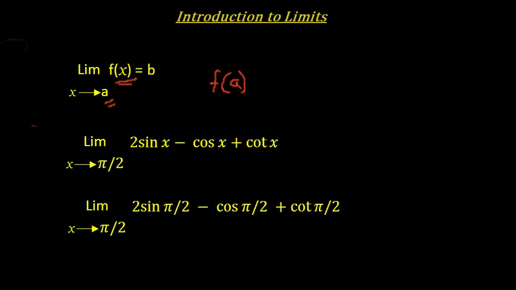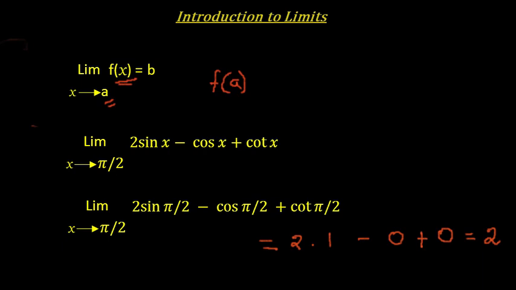Substituting pi by 2 in place of x, we get 2 sin pi by 2 minus cos pi by 2 plus cot pi by 2. We know from trigonometry, sin pi by 2 is 1, so this gives 2 into 1, minus cos pi by 2, which is 0, and plus cot pi by 2, which is again 0. So we get the limit as 2. In most expressions, we can find the limit by just substituting. Mentally substitute the x value at which you want to find the limit in place of x and calculate the expression, and you might get the limit.